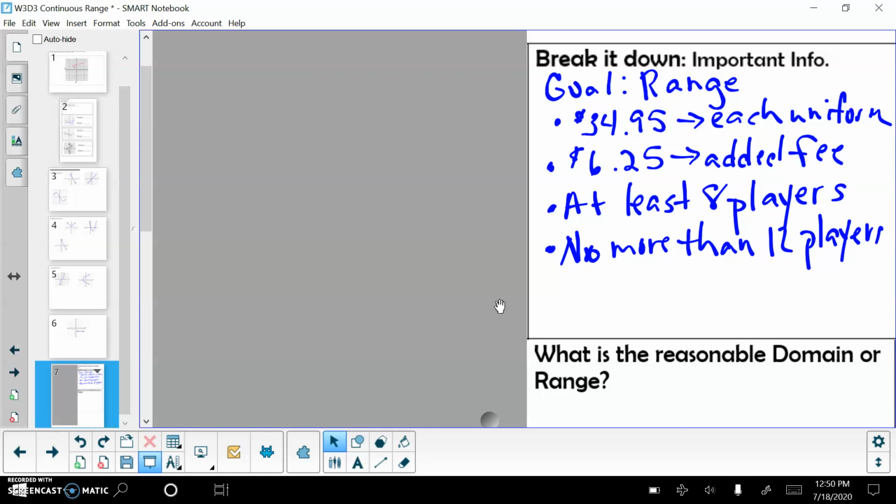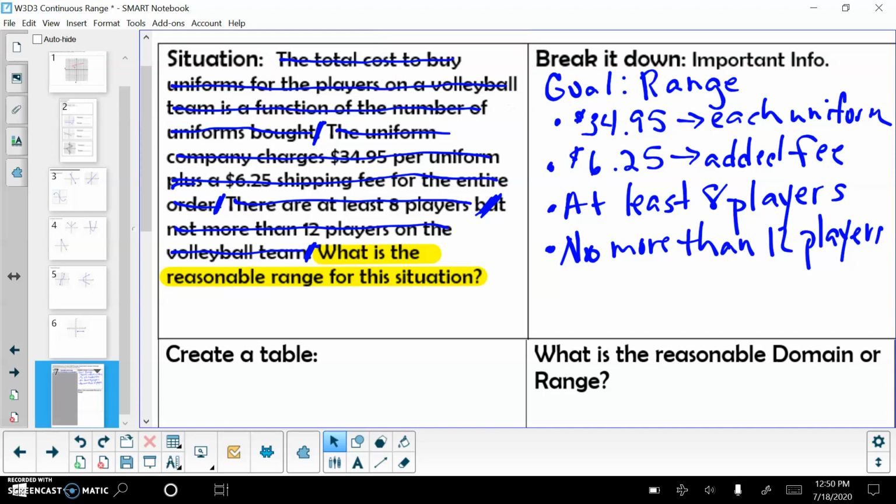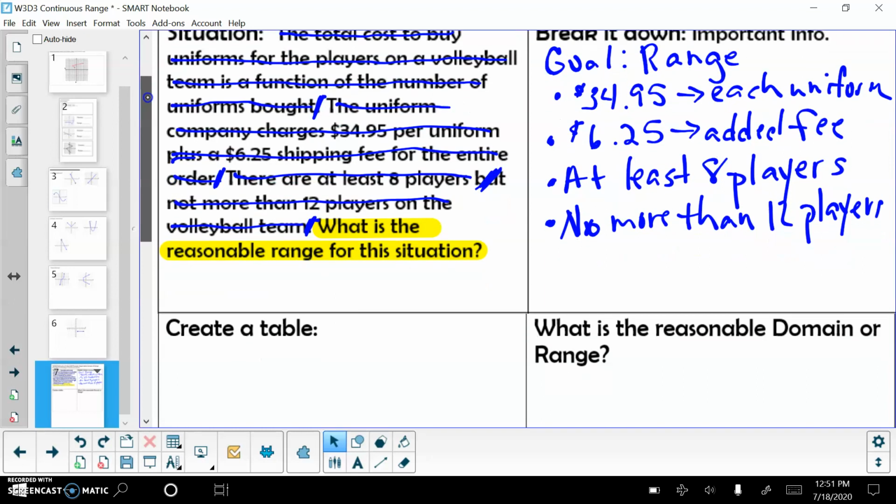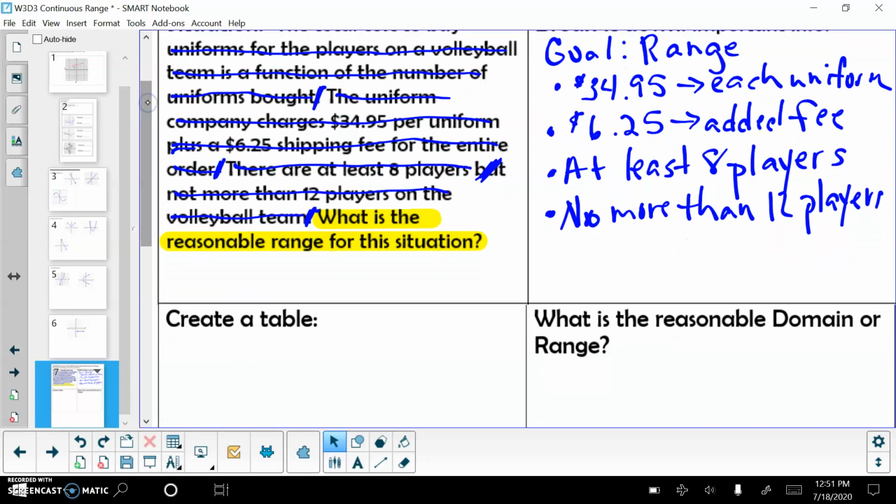Each uniform is $34.95. There's an added shipping fee of $6.25. I have to have at least 8 players on the team, so that means at least 8 uniforms to buy. But I can't have any more than 12 players on the team, so I'm not going to be buying any more than 12 uniforms. So that summary, you should be able to sort of rephrase everything in the situation, but without having to go back and read every single sentence again. So it makes it a little bit quicker and more user-friendly to find your information when you need it. So that's the 3 reads and how to break down a problem.